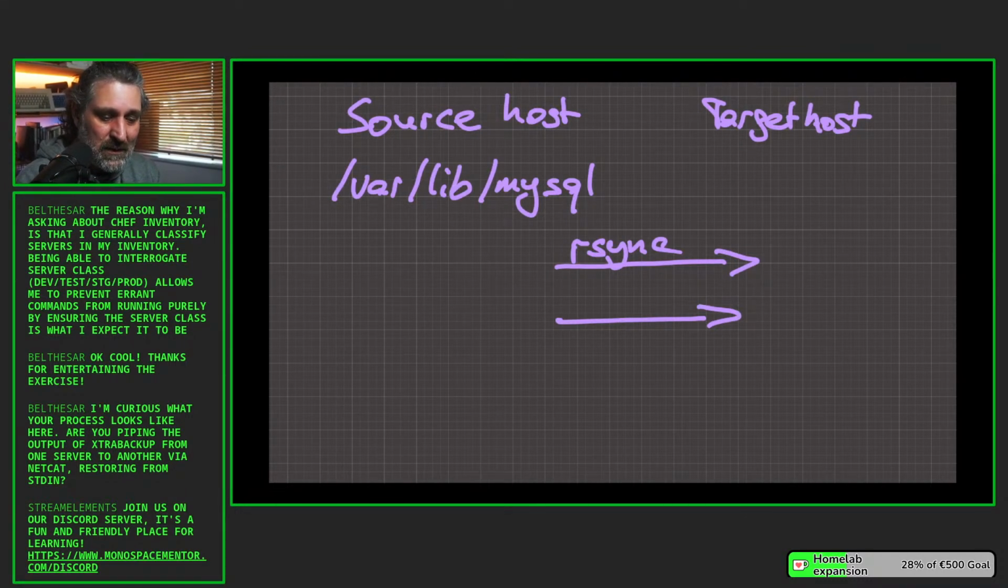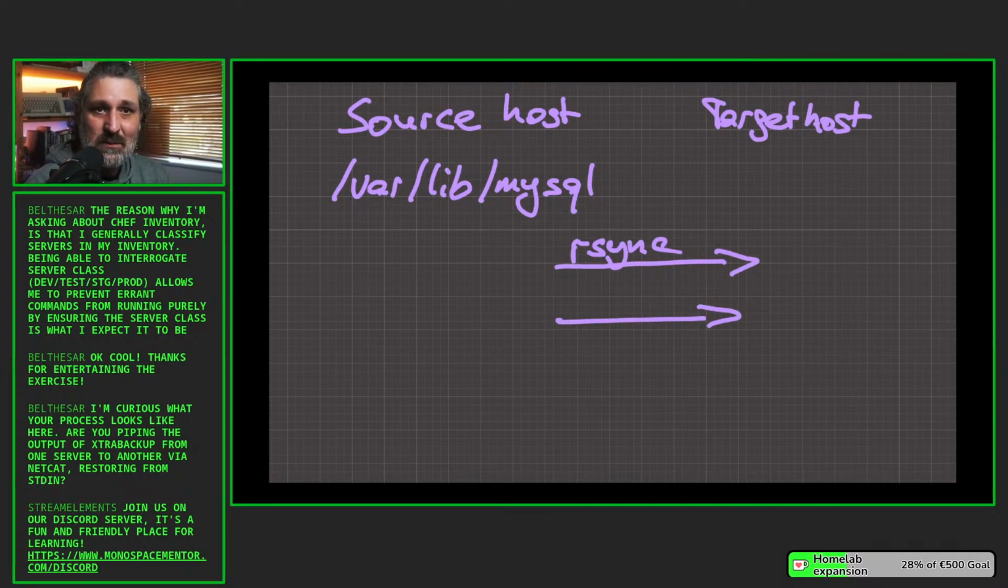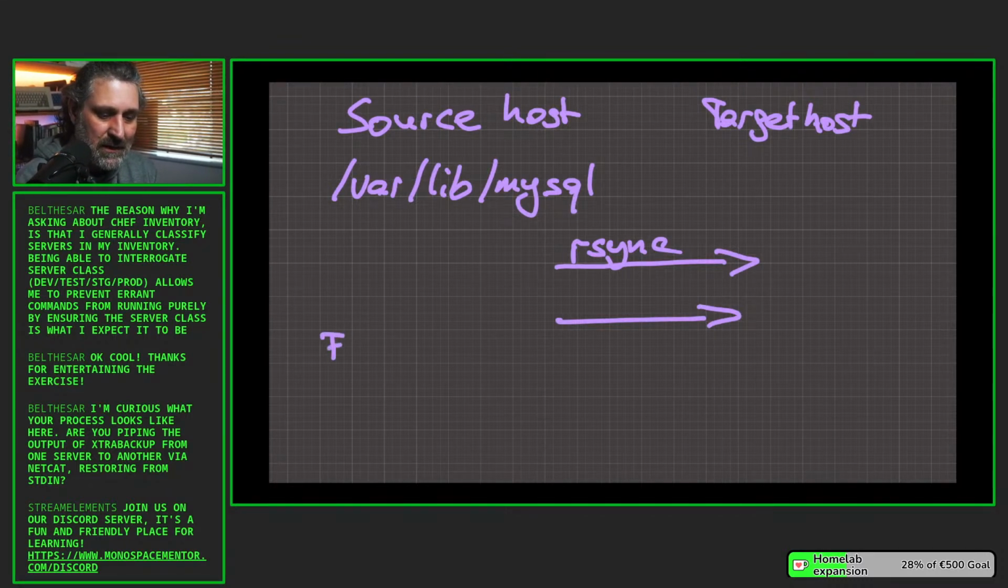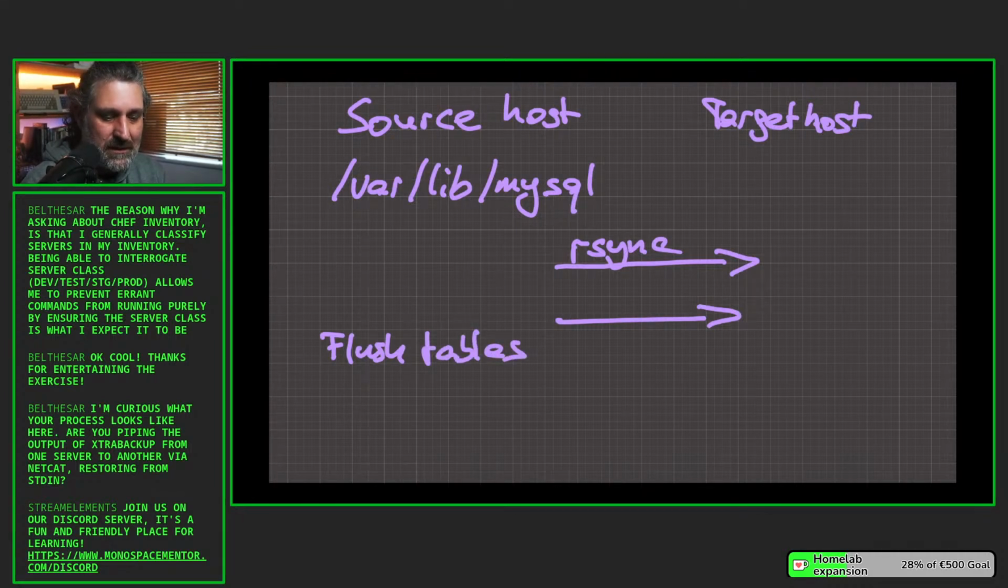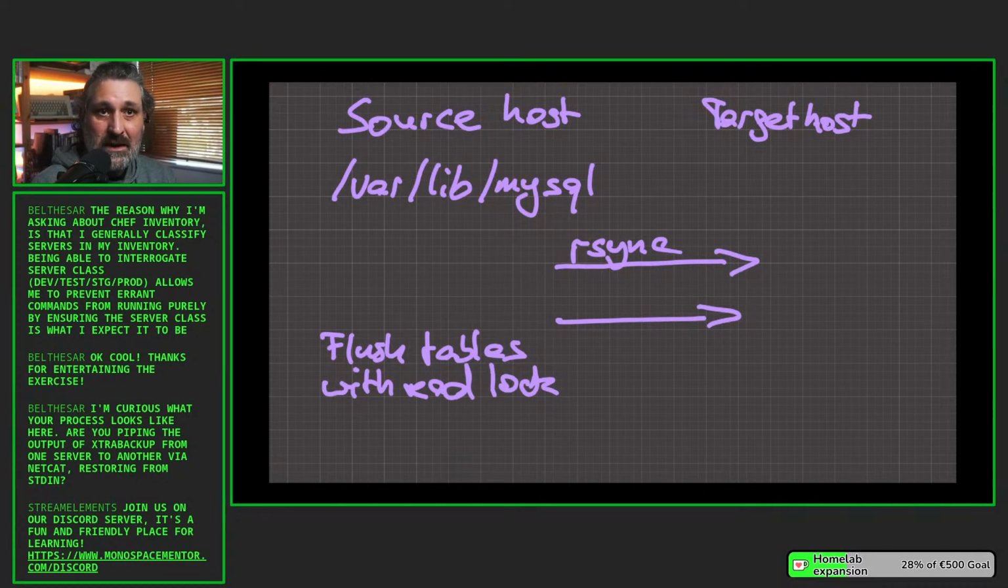So the way you do this is that you do this 1, 2, maybe 3 times, but then you'll have to do a command on the source host that will make everything read-only. So basically you'll do a flush tables with read lock. That will basically put the database into standstill. Reads still can happen, but there will be no writes anymore.